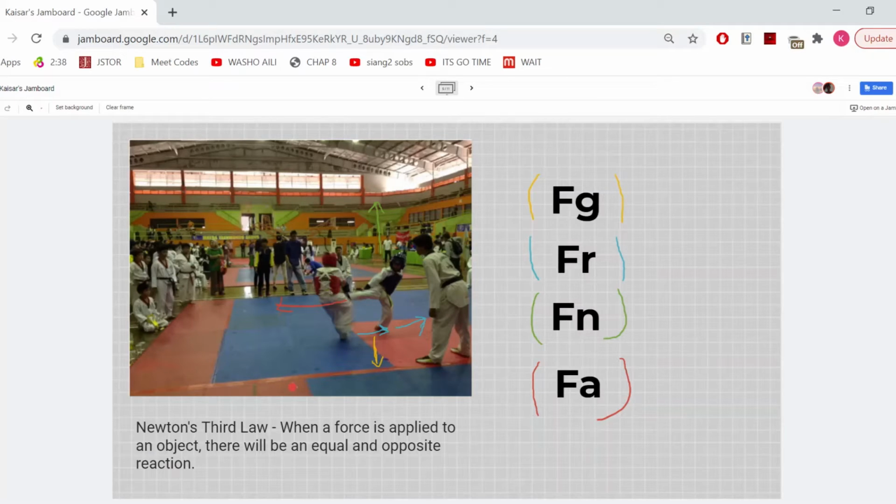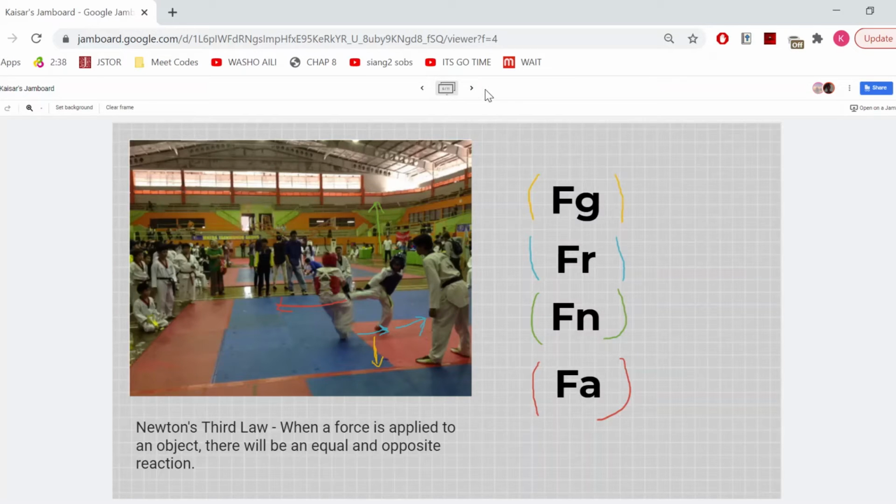So when a force is applied to an object, there will be an equal and opposite reaction. So I've applied force to this guy, and the force is equal once I kick into this guy, and it has an opposite reaction. So even though I kick him to the left, I traveled backwards to the right because I apply force towards him, and there's an equal and opposite reaction.